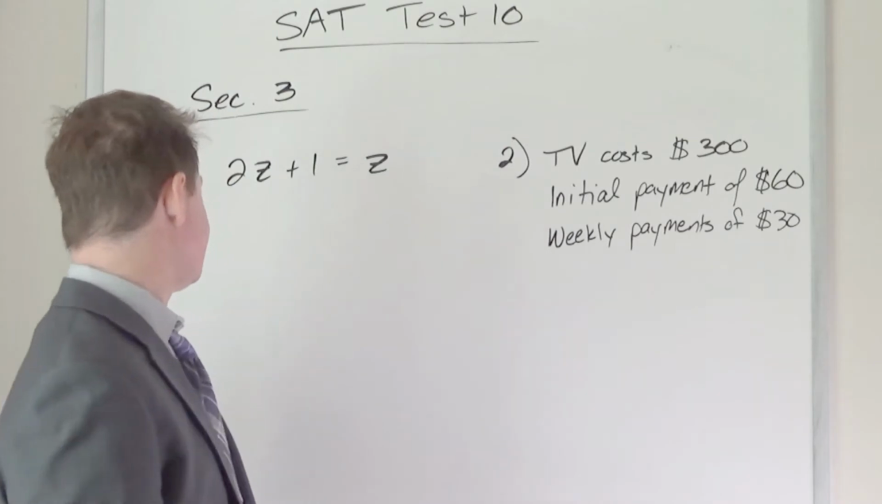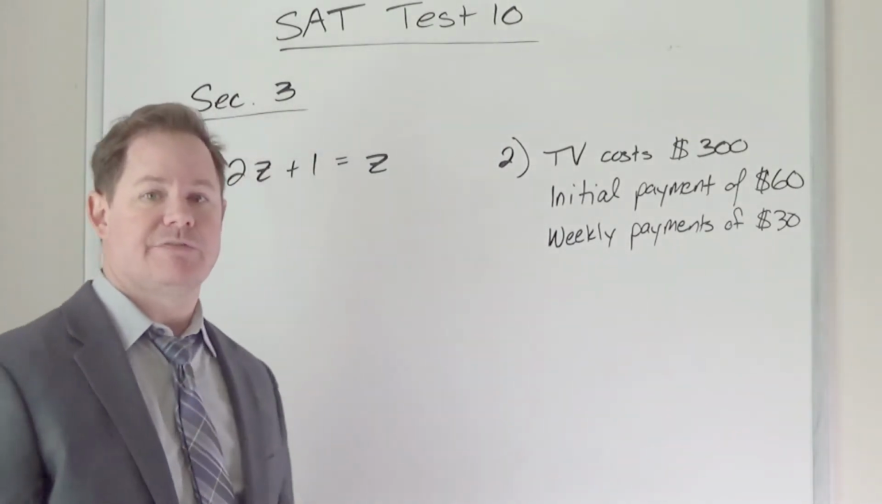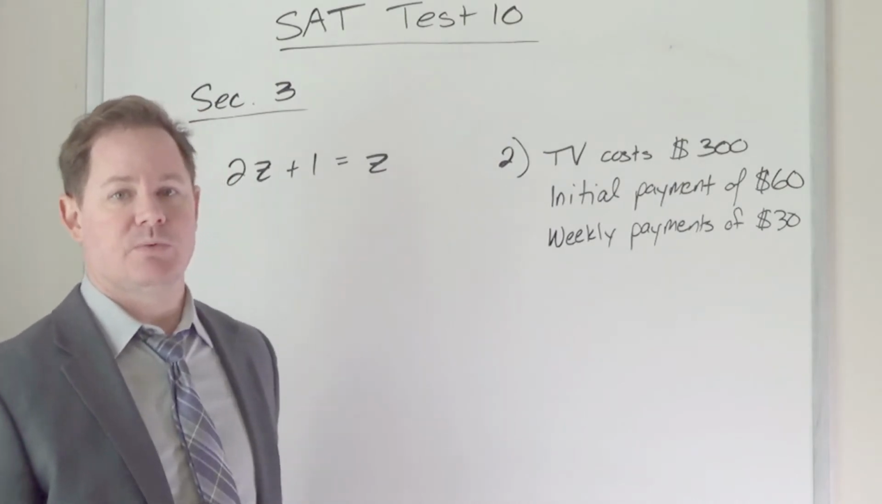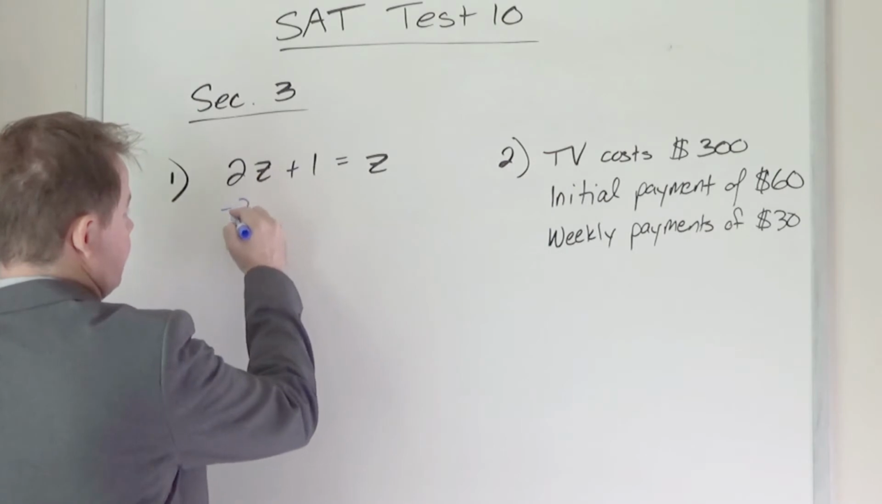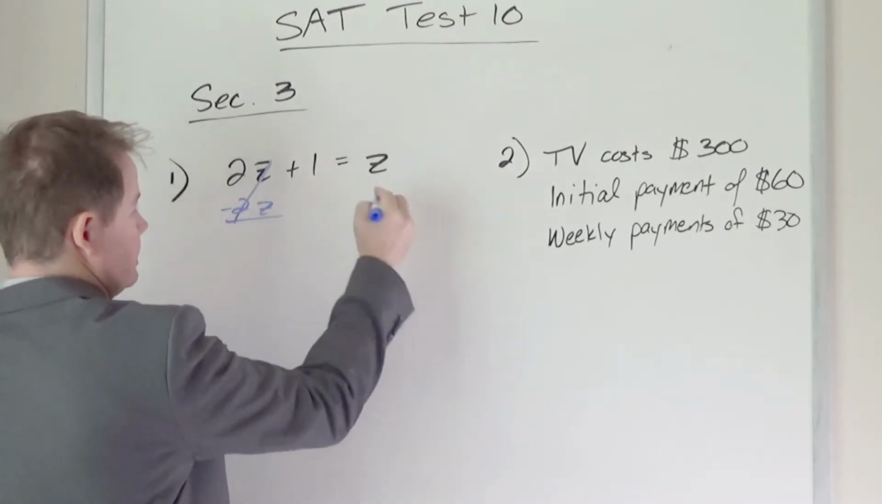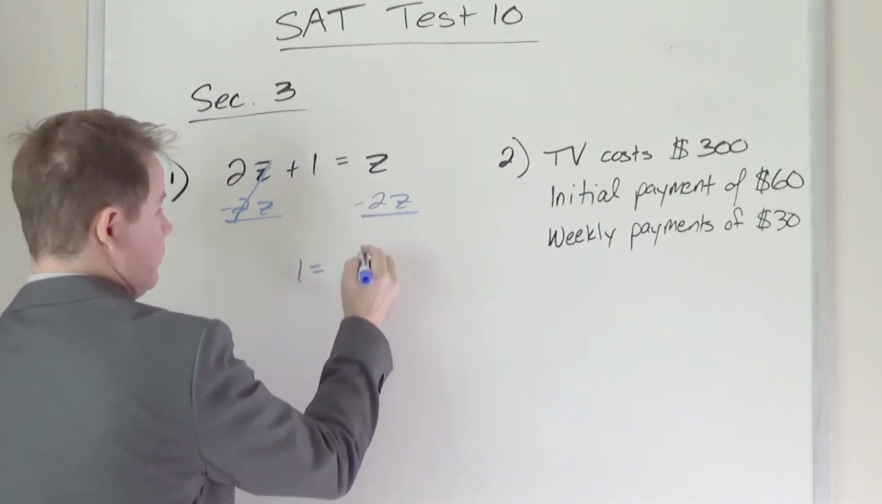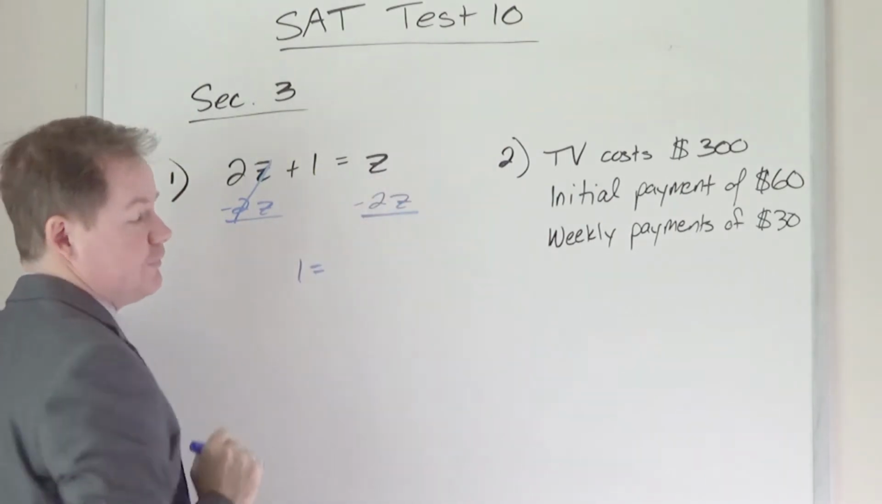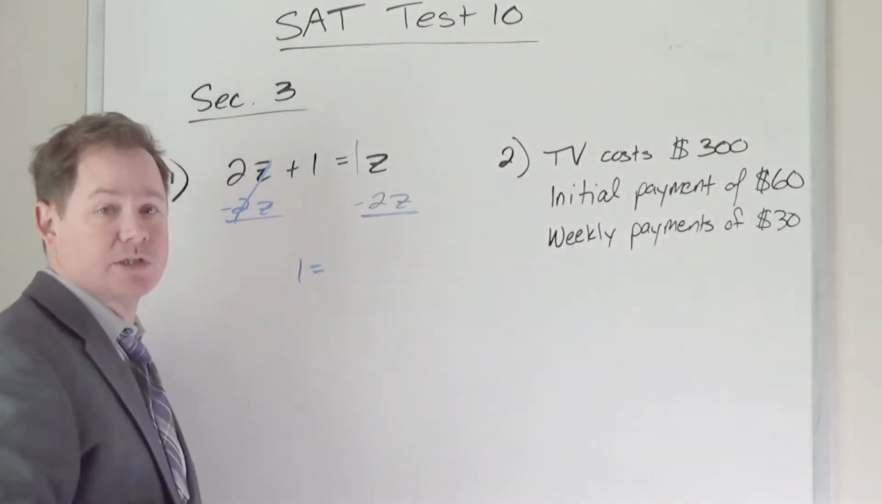So, for question 1, 2z plus 1 equals z, and we're asked to find a possible value of z. So the way that we want to approach this question is we're going to go ahead and subtract 2z from both sides so that we can bring like terms together. We end up with 1 equals, what's your coefficient here on z? So if you don't have a coefficient written, that means that it's a coefficient of 1.